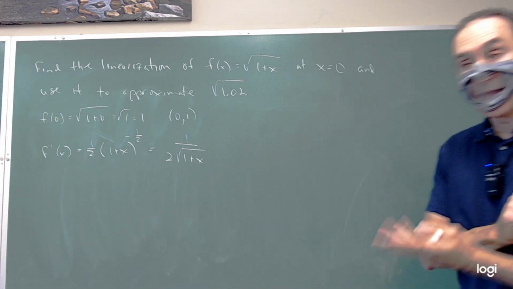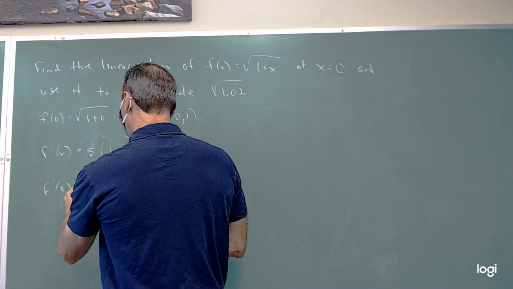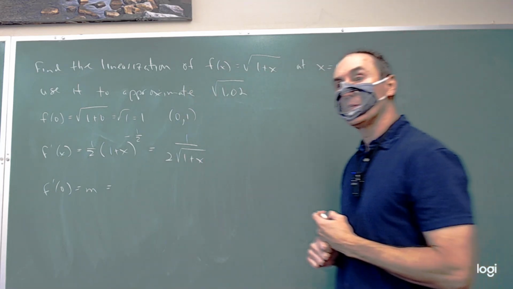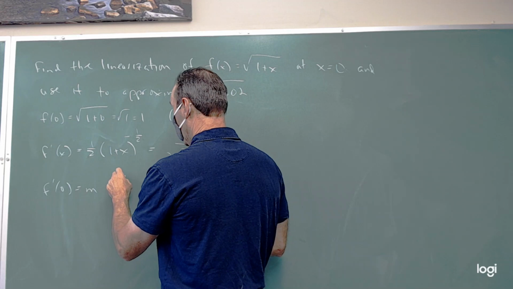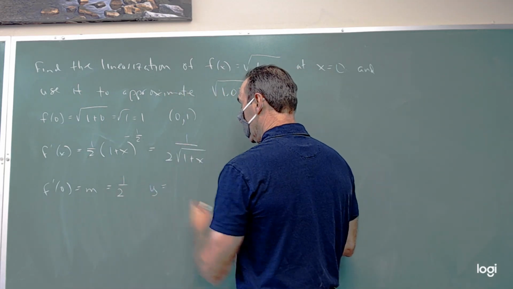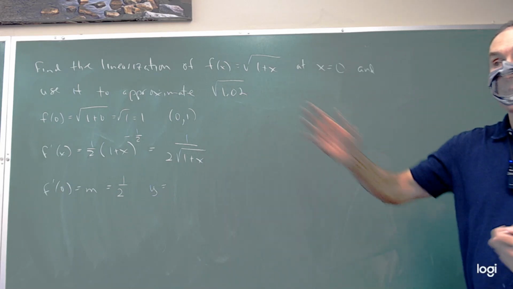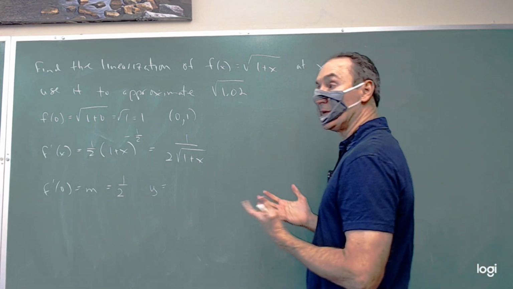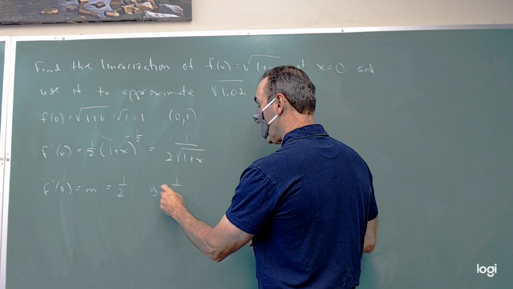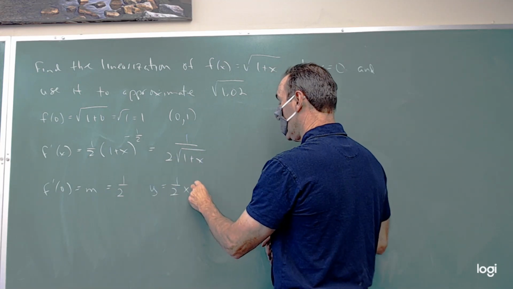And where are we going to evaluate this? At 0. And that's going to be our slope. And if we plug in 0, we're going to get 1/2. So our tangent line is going to be, well, we have slope and our point happens to be the y-intercept, so we can write it in slope-intercept form. It's going to be y equals 1/2 x plus 1.